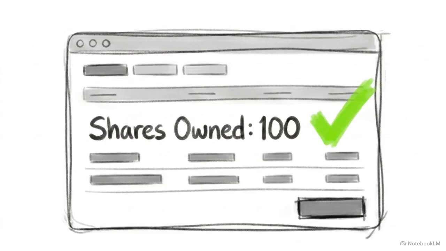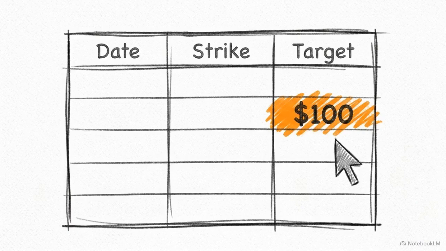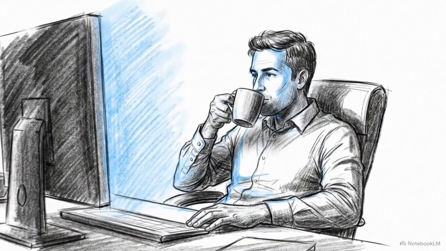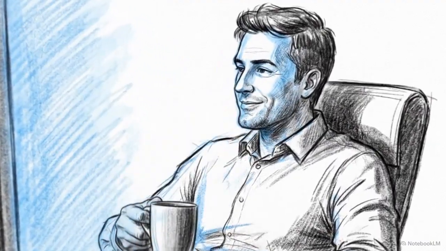You now own 100 covered shares, you hold one short call contract, and the cash premium has been credited to your account. Because your journal is filled out, tomorrow's actions are already decided. When the market opens, you don't have to think, hope, or panic. You simply check if your profit target has been hit.